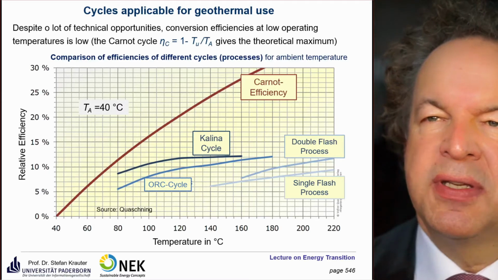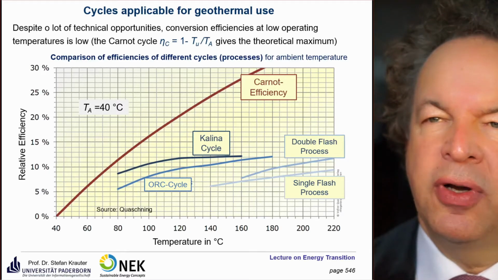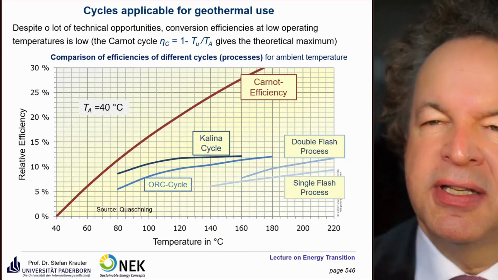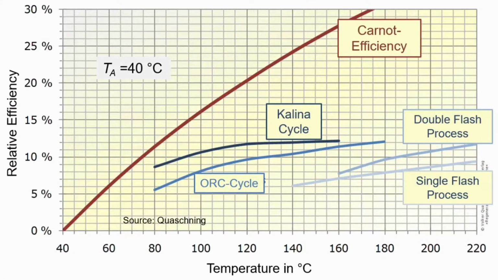So here we see a comparison of the conversion efficiency of the different methods. On top we see the theoretical Carnot efficiency, which shows the maximum possible efficiency. This is all for an ambient temperature of 40 degrees Celsius. Below we have the process temperature. So you see here, for a temperature of 40 degrees, the temperature difference is 0 and therefore the efficiency is 0.